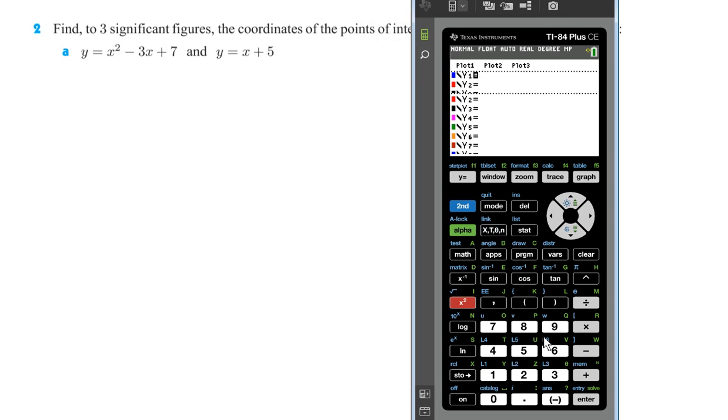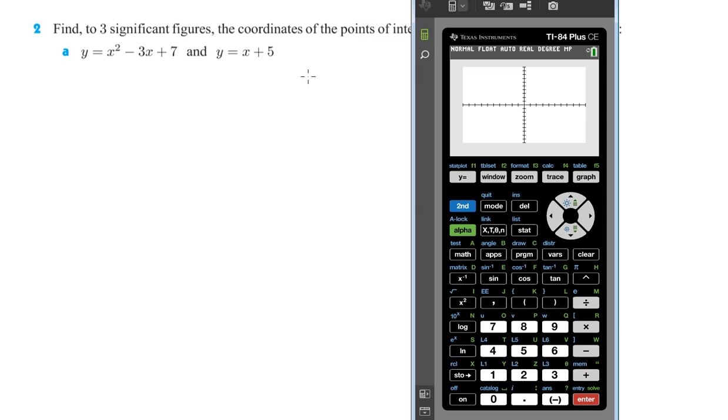X squared minus 3x plus 7. And the second one is x plus 5. Okay, now on the previous problem I did a zoom box, so I zoomed way in to see what was going on a little bit better. So I'm going to want to go back to zoom standard, number 6 here. I don't even have to push enter. I'm not sure why I did that.